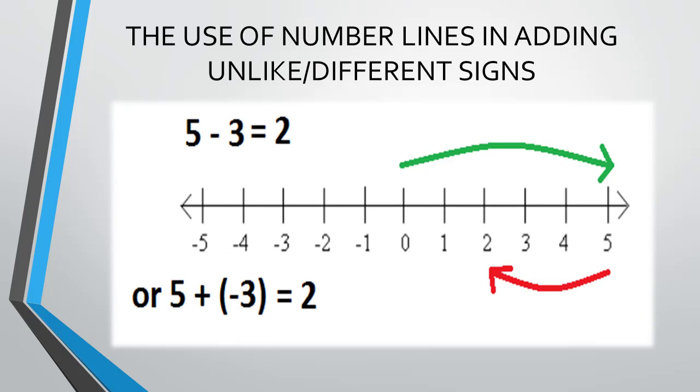Let's use the number line in adding unlike or different signs. In this illustration, the green arrow represents a positive 5 since it is pointed to the right, and the red arrow represents a negative 3 as it is pointed to the left. As you can see, there is a 2-unit difference in length between the arrows. Hence, positive 5 plus negative 3 equals positive 2.